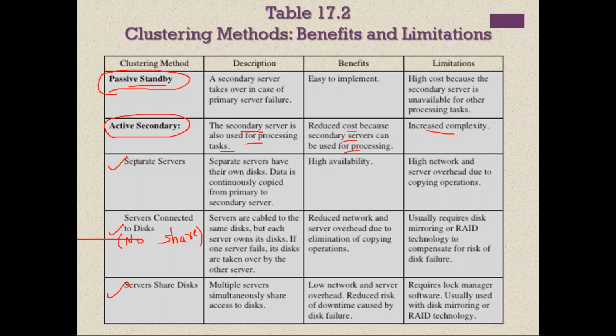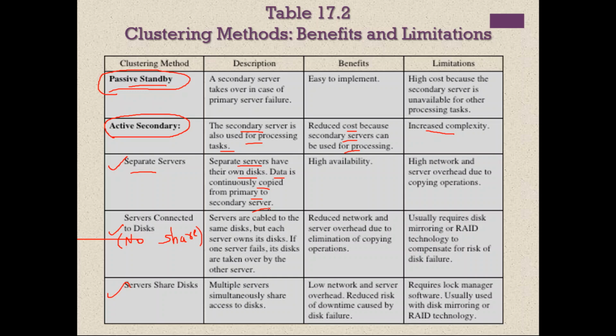So the first one in active secondary is separate servers, which means there will be two servers, one active server and one secondary server. Each server will have its own disks. Data is continuously copied from the primary server to the secondary server.